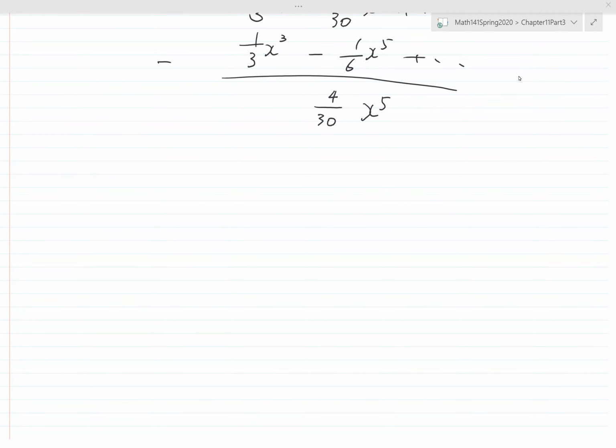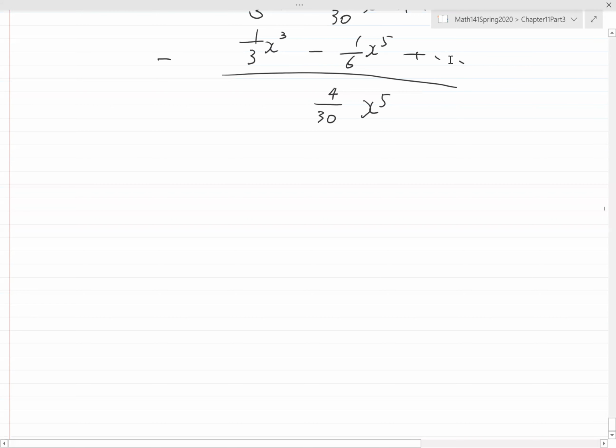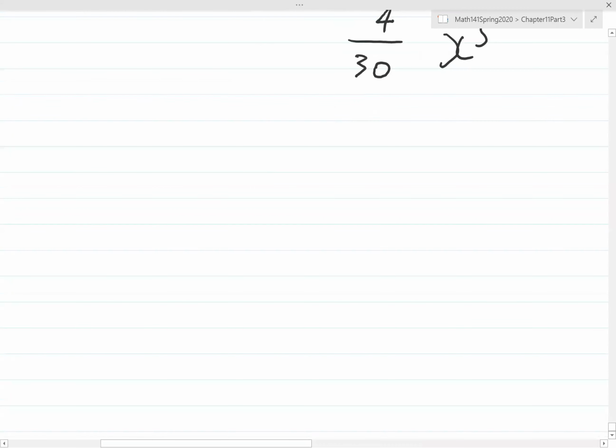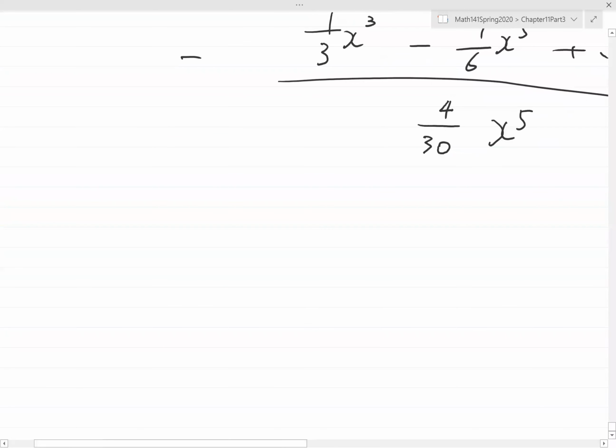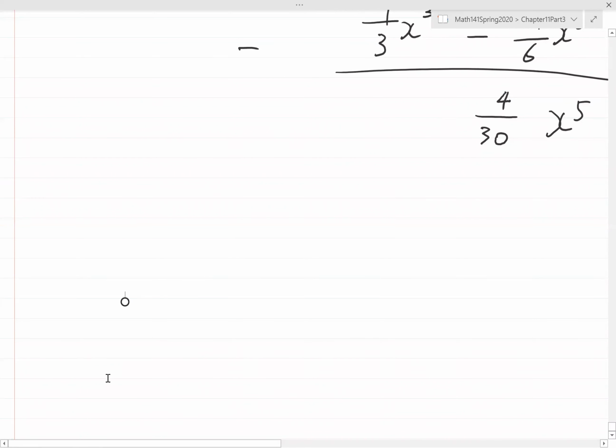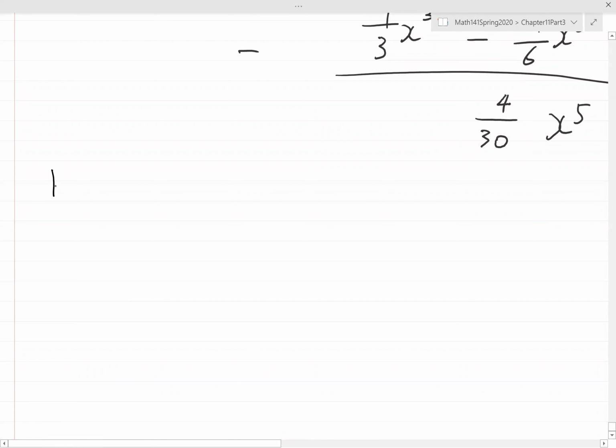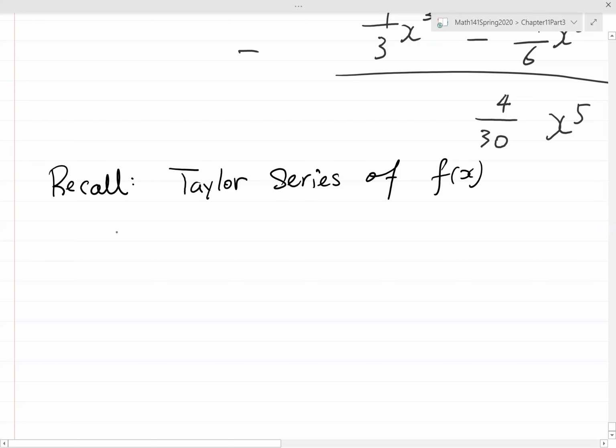Remember the Taylor series of a function f. The Taylor series of a function f(x) is given by the form of a Taylor series. Let's use T(x). It's a power series defined at a.